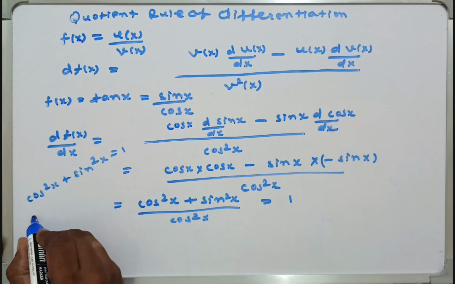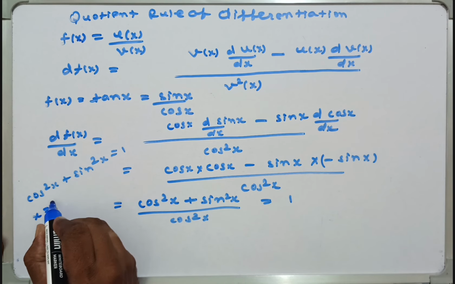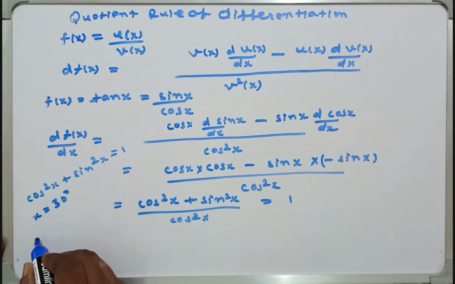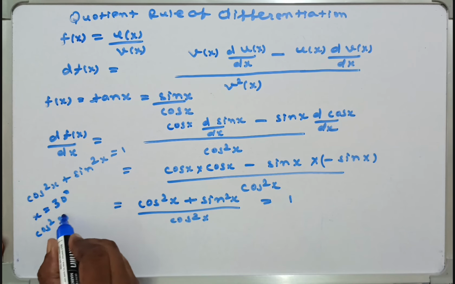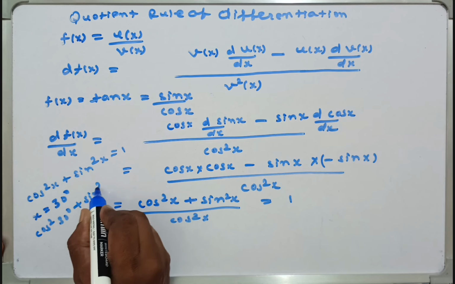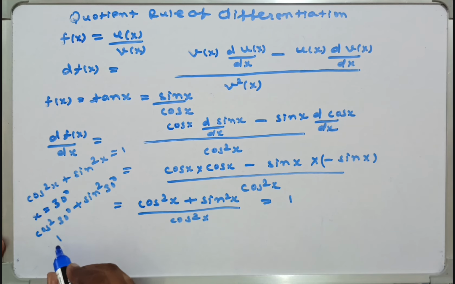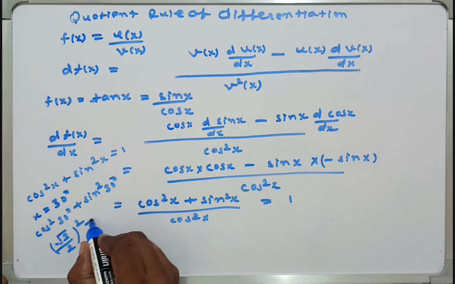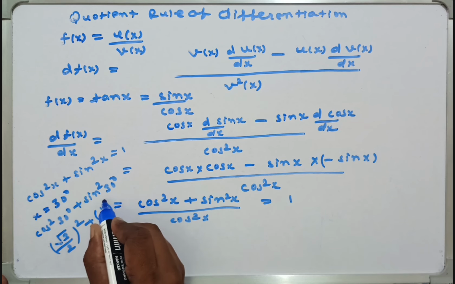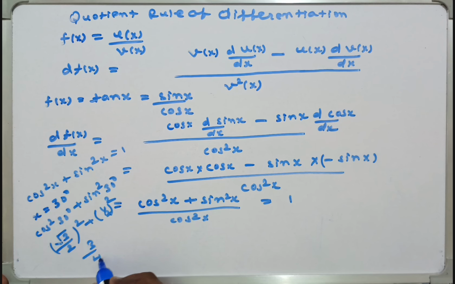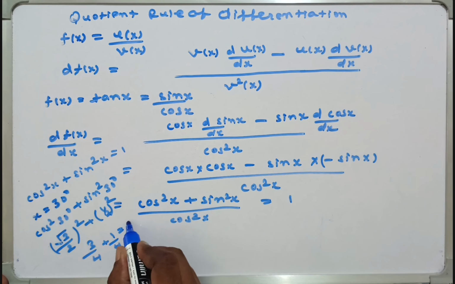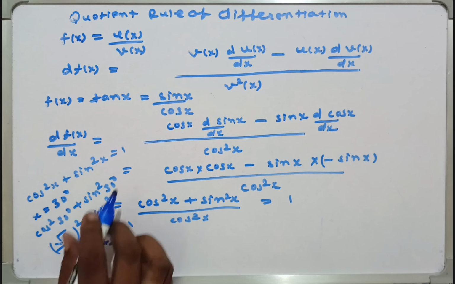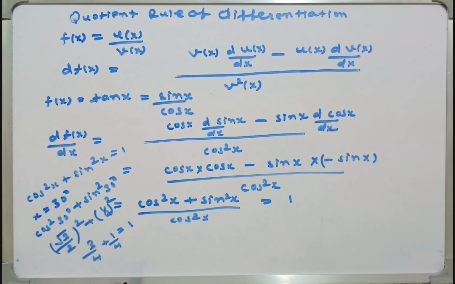Okay, so suppose x value is, in this case, 30 degrees. So what you know here, this one is equal to what guys, root 3 by 2 whole square plus 1 by 2 whole square. So this is 3 by 4 and this is 1 by 4. So finally 1 is coming. So this way you can use this method.